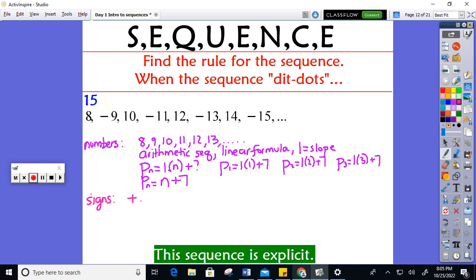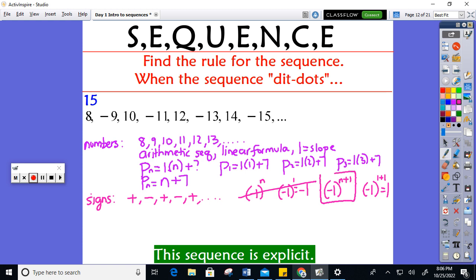Signs. The signs go positive, negative, positive, negative, positive, yada, yada, yada, yada. All right, so I'm wondering, is that the sign pattern that's negative 1 to the n? But negative 1 to the first, if I test the very first one, is negative 1. No, the first one's supposed to be positive. Out. Negative 1 to the n plus 1, let me test it. Well, if I test the very first one, negative 1 to the 1 plus 1 is negative 1 squared. That's 1. Okay, that's true. So now I know it's this pattern for the signs.